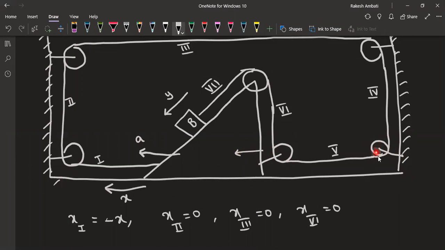So it is a fixed pulley, but in this case, as the wedge is in motion, this pulley is also in motion. Therefore, the fifth segment length increases because of the wedge moving to the left side. So for the fifth segment, length increases, so plus x.